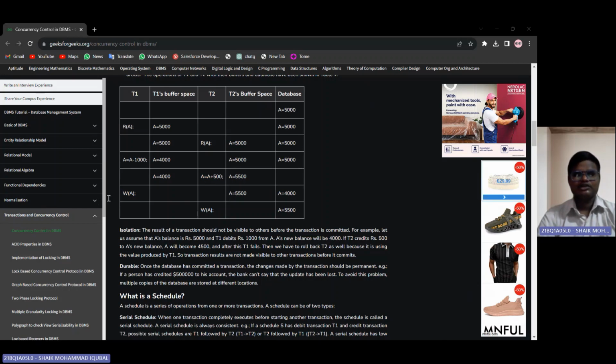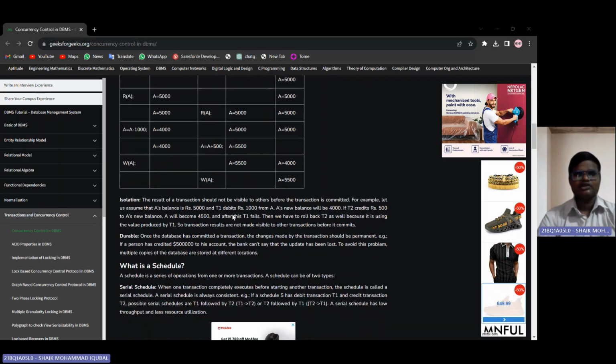For example, let us assume that A's balance is rupees 5000 and T1 debits 1000 from A. A's new balance will be 4000. If T2 credits rupees 500 to A's new balance, A will become 4500. And after T1 fails, we have to roll back T2 as well because it is using the value produced by T1. So transaction results are not made visible to other transactions before it commits.